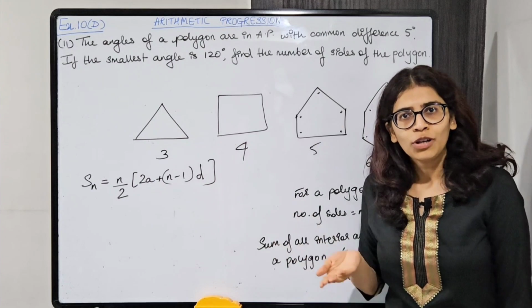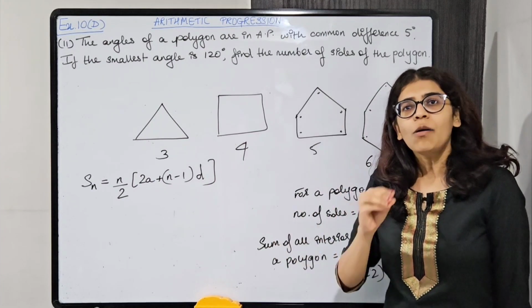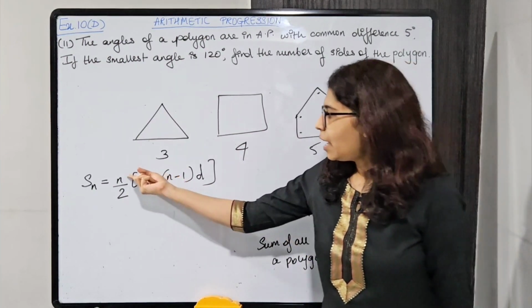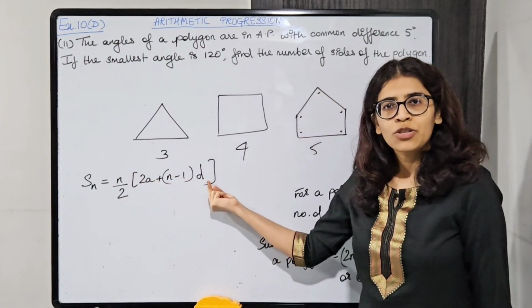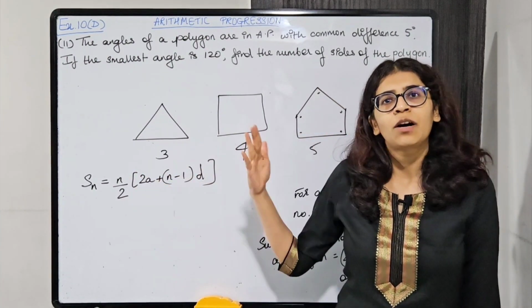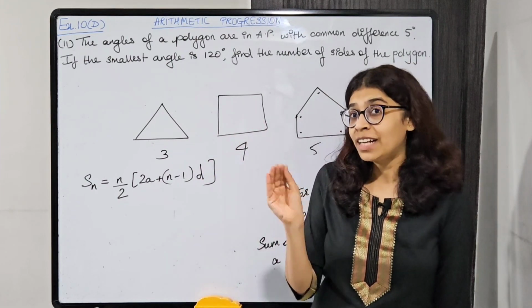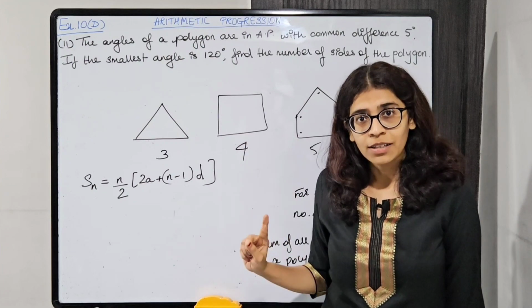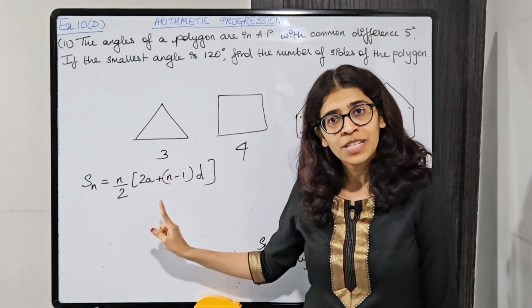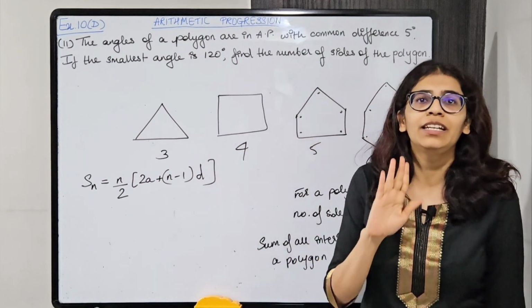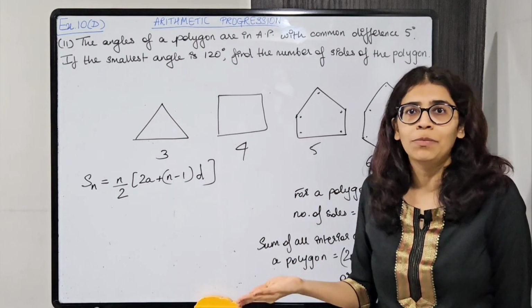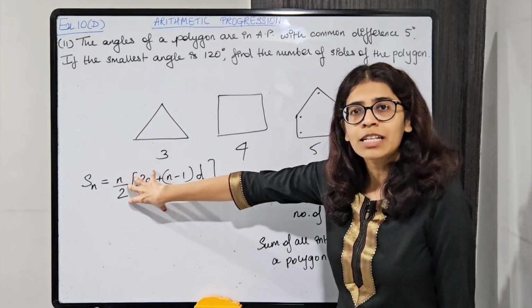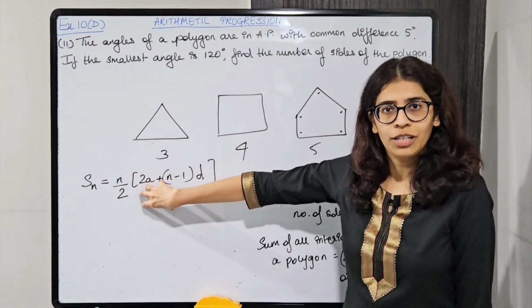According to the AP formula, the sum of all the angles of the polygon will be n by 2 into 2a plus n minus 1 d, where n is the number of angles, and I know that the number of angles is equal to the number of sides. So n represents the number of sides as well as the number of angles, because both are the same. So according to AP, this is the sum of all interior angles of the polygon.